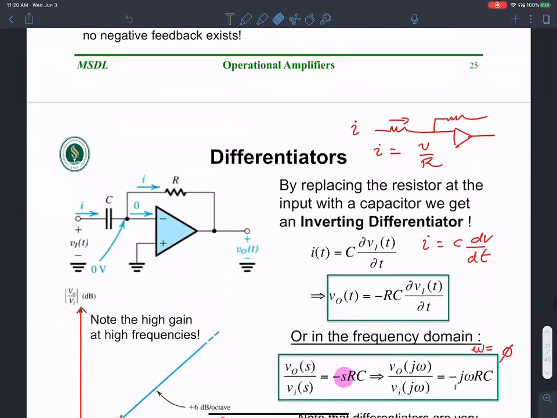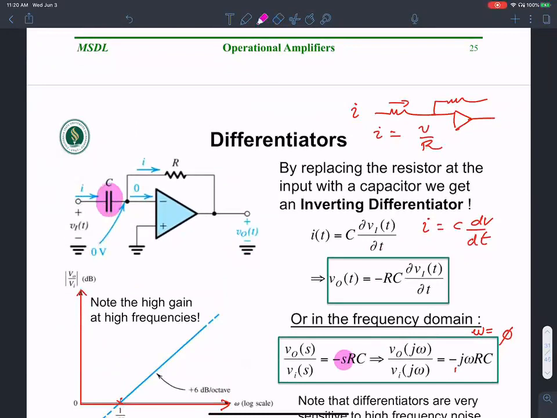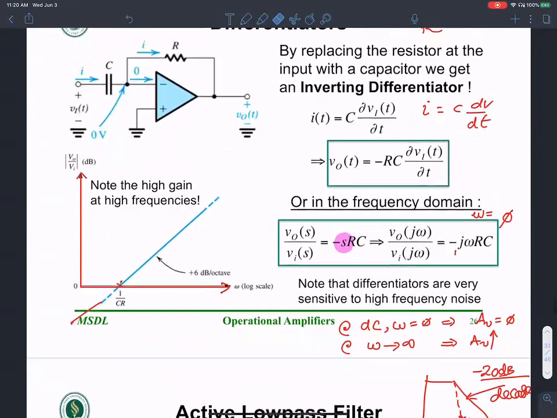Then we went on to talk about differentiators, which include a capacitance between the input terminal and the input voltage, and the feedback is a resistance. So this turns out that the output voltage is the derivative of the input times some gain, hence the name differentiator. And I saw that it has an RC in the numerator. At the extremes, the DC gain of this guy is 0, and the AC gain at high frequencies is going to be very high.